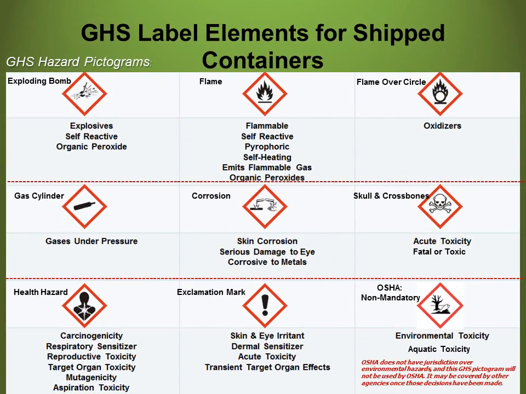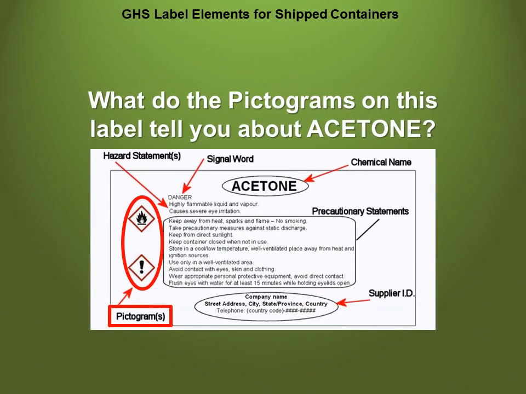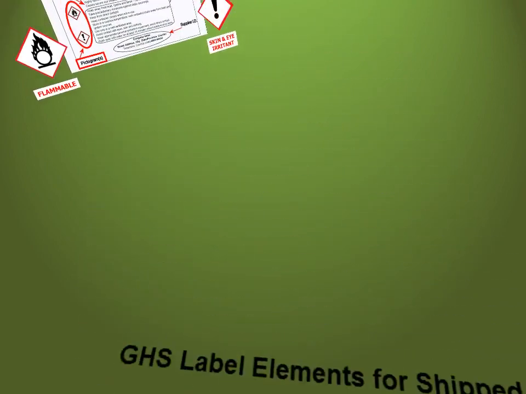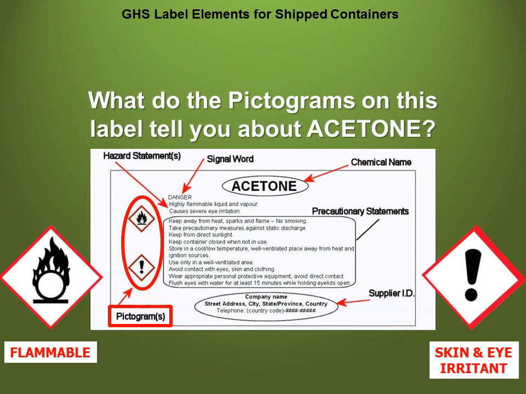Here are the new GHS pictograms that will be used on shipping labels. You'll probably start seeing these on secondary or workplace container labels before too long. Click pause at this point and study the pictograms for a while. What do the pictograms on this label tell you about acetone? It's okay. You can go back a slide if you want to. Acetone is flammable and a skin and eye irritant.